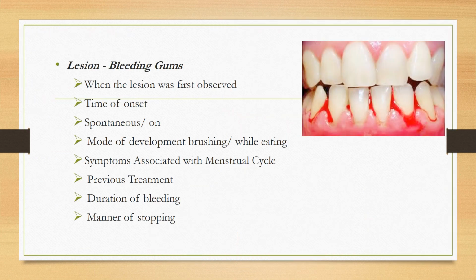The next complaint would be bleeding gums. So note when the lesion was first observed, time of onset, spontaneity of bleeding, and mode of development, like during brushing or while eating, and symptoms associated with the menstrual cycle. What treatment has been done before, the duration of bleeding, and the manner of stopping. And whether the patient is using mouth rinses or mouthwashes to stop the bleeding. So it has to be noted.